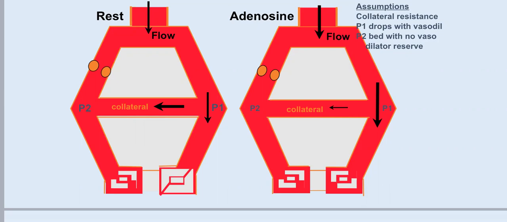And this results in significant ST segment changes at the territory supplied by the diseased artery. This is called coronary steal. So coronary steal is a dramatic phenomenon.